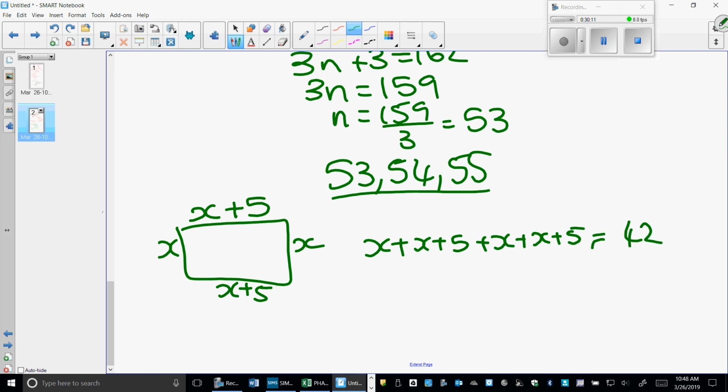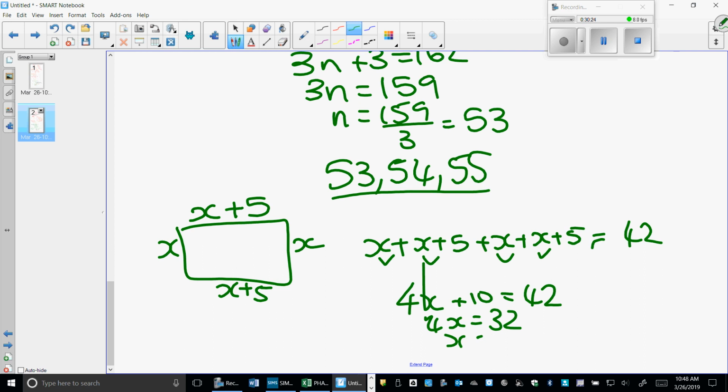And similar to the one above, we're going to join like terms. So there's 1, 2, 3, 4 x's plus 10 equals 42. 4x equals 32. So x is 8. It does say find the dimensions, so that means you need to give both of them. So if x was 8, it means that this value here must be 13. Okay, so the dimensions are 8 by 13.